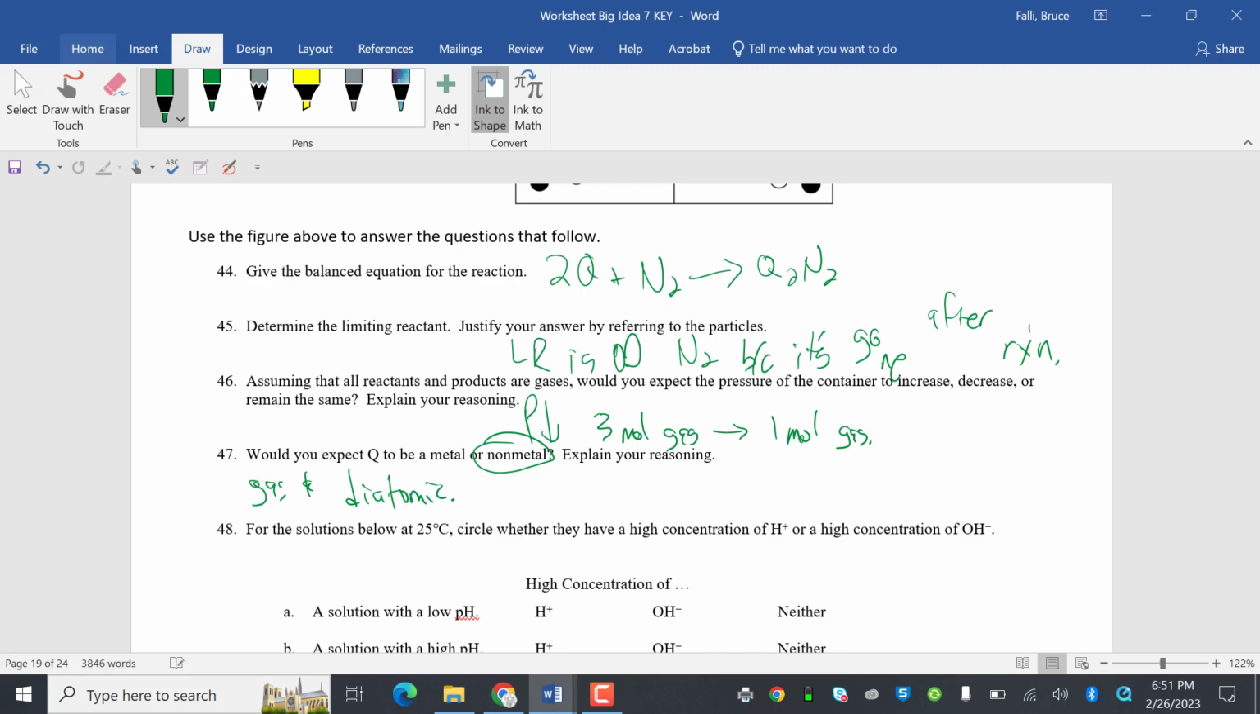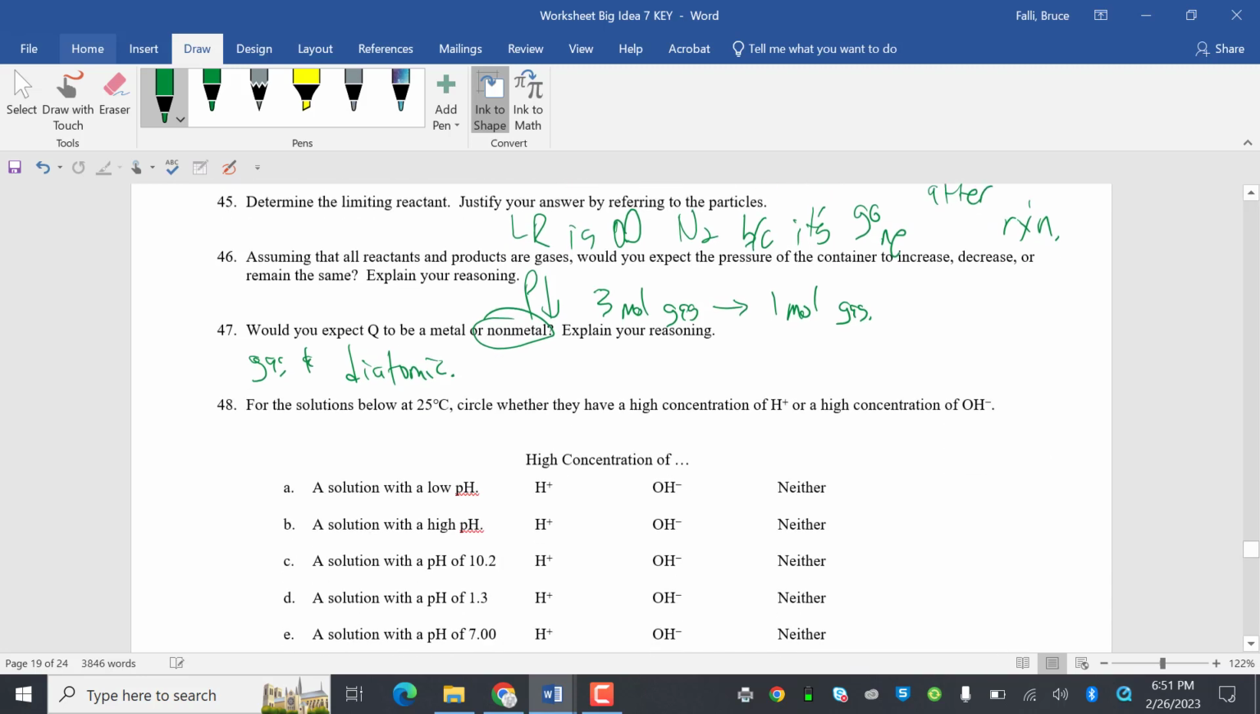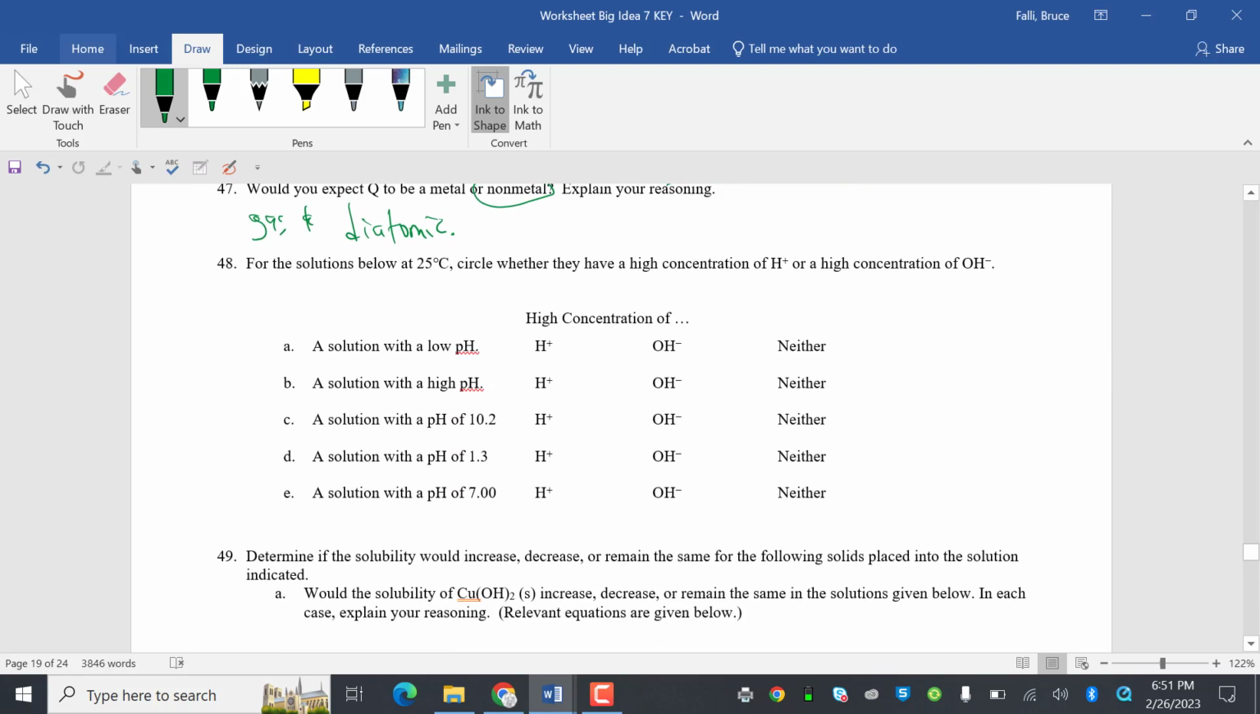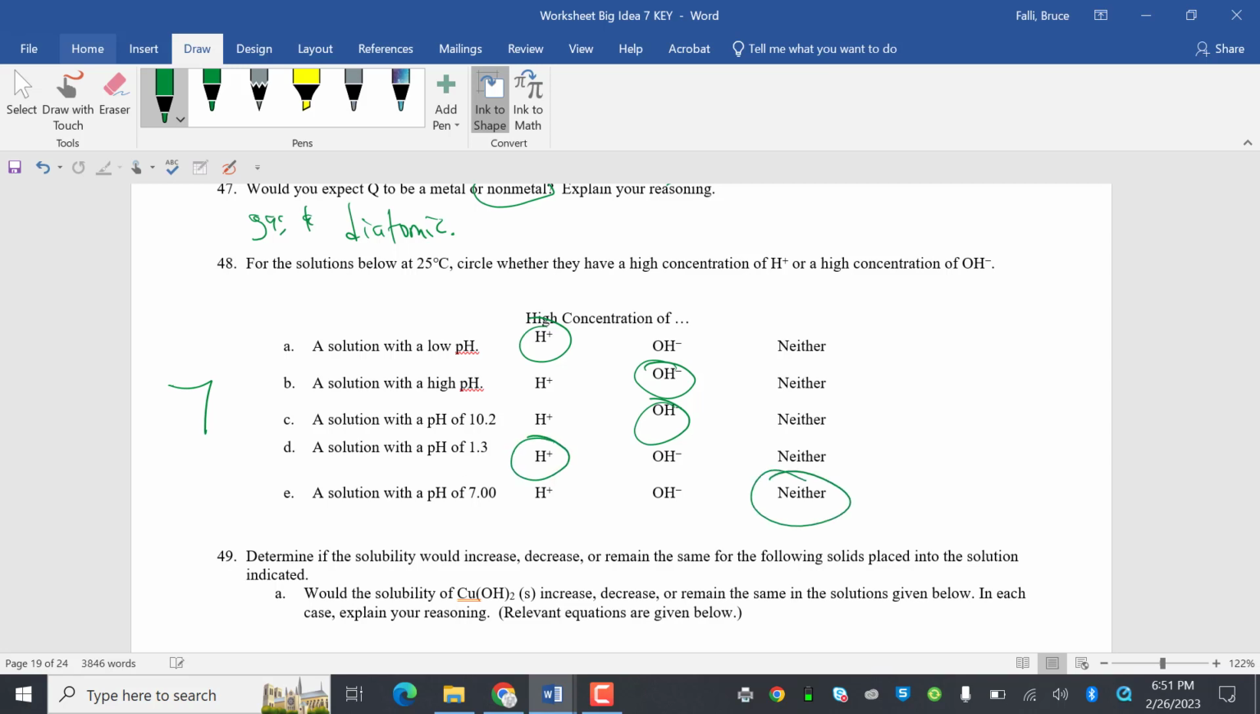For the solutions below, circle whether they have a high concentration of H positive or a high concentration of OH negative. Solution with a low pH has a high H positive. Solution with a high pH has a high OH negative. Solution with a pH of 10.2, remember 7 is the big divider. So a solution with a pH of 1.3, that's low, and that's neutral.